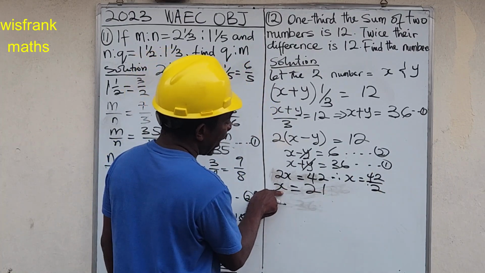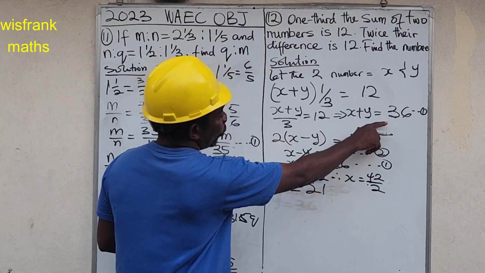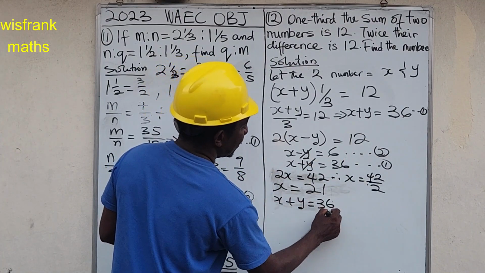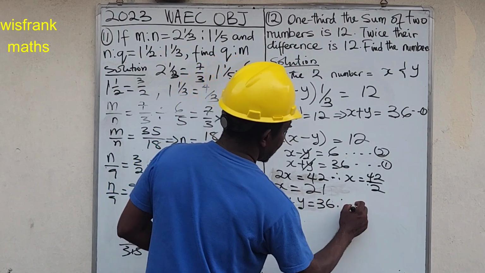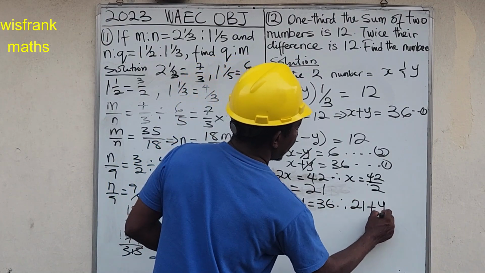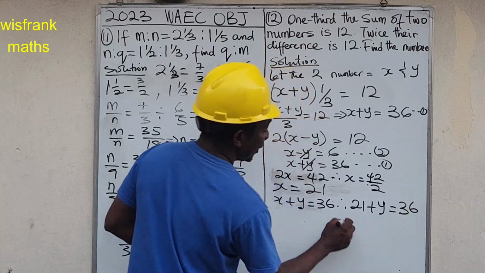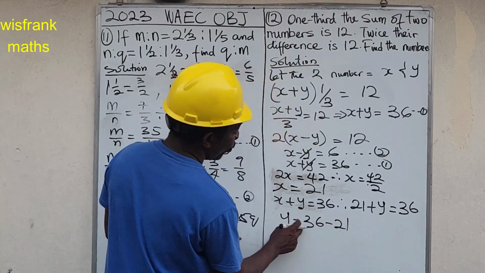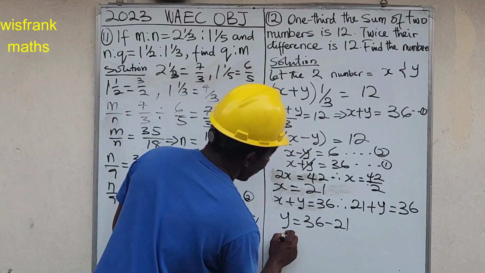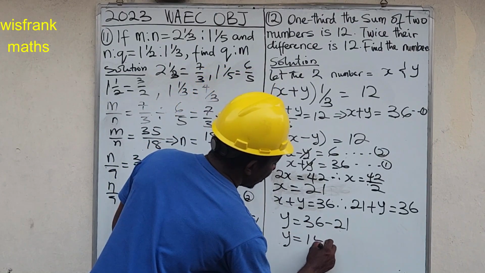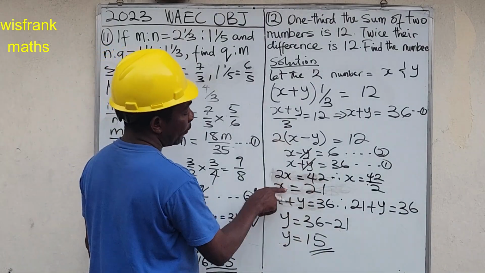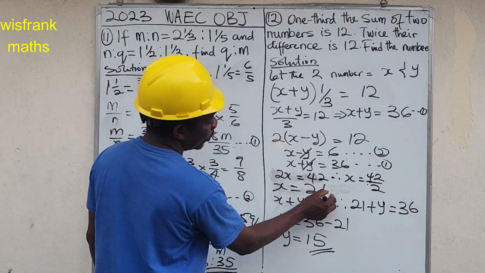And we can substitute x, which is 21, back into equation 1, where we have x plus y equals 36. Therefore, our x, which is 21, plus y equals 36, and y equals 36 minus 21. When we subtract this, we are going to have y equals 15. So the value of y equals 15, and the value of x equals 21.